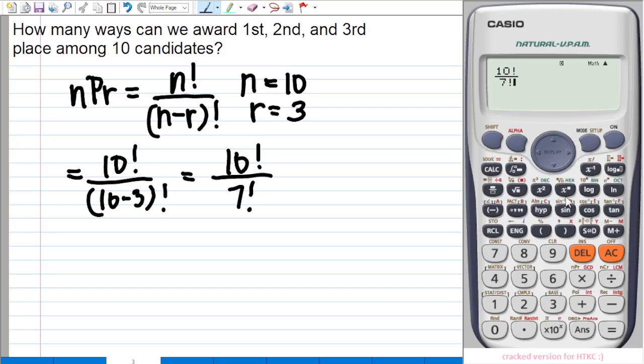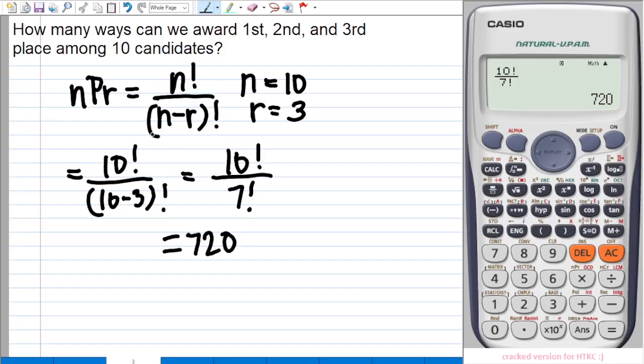So to input a factorial in your calculator, just look for this x to the negative 1. As you can see, there's a yellow x factorial. Whenever you want to use that, you just need to press shift, then click that, so you can have a factorial. So 10 factorial divided by 7 factorial is 720. So there are 720 ways to award 3 places to 10 candidates.